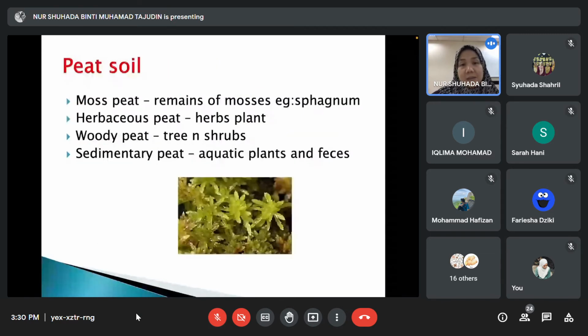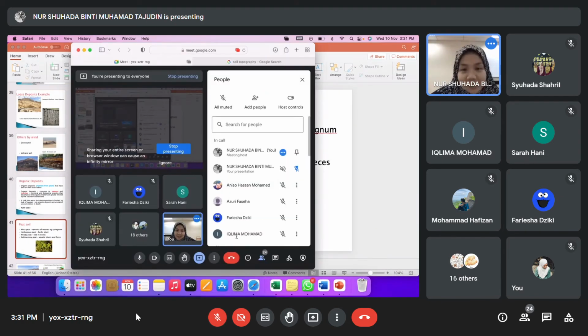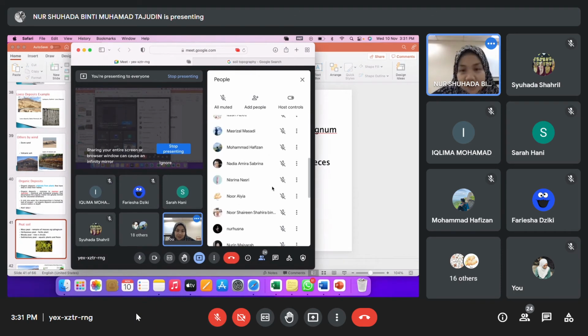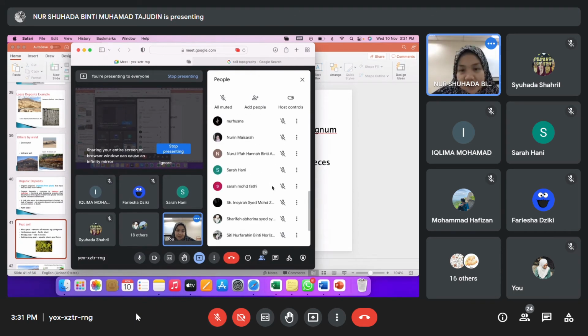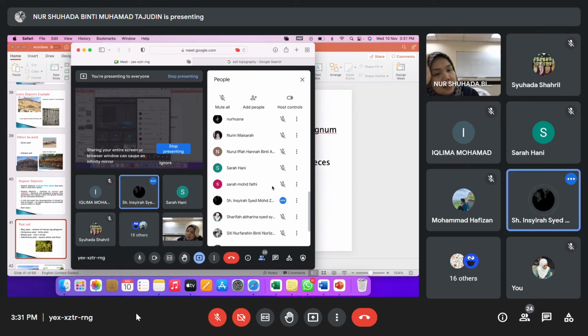Okay, pernah dengar tak peat soil? Bahasa Melayu dia apa? Siapa Sharifah, siapa Sharifah lagi seorang? Sharifah Inshira. Ya, Doktor. Apa soalan saya? Okay. Peat dalam bahasa Melayu, what is that?